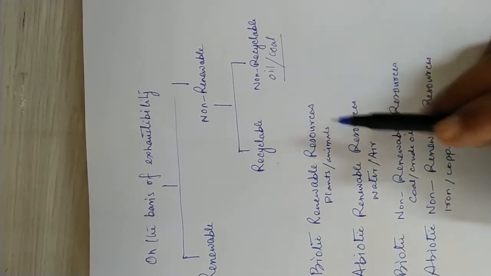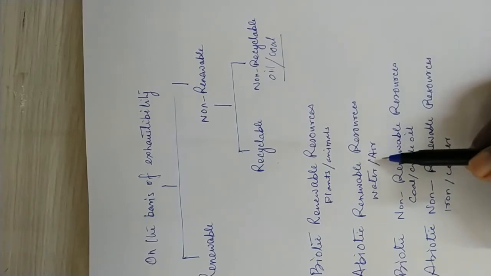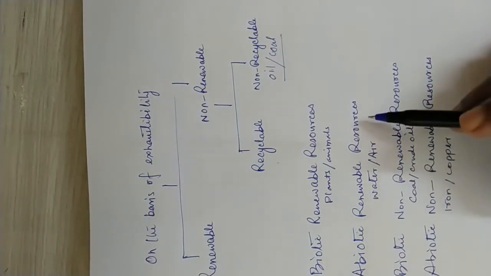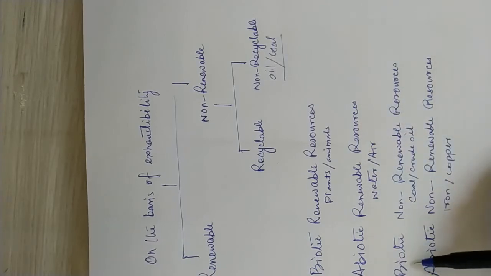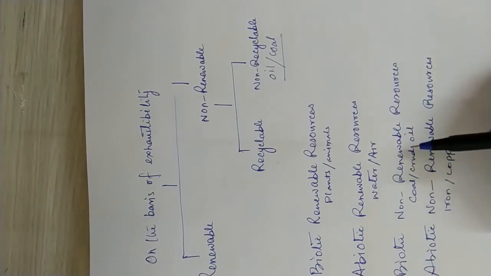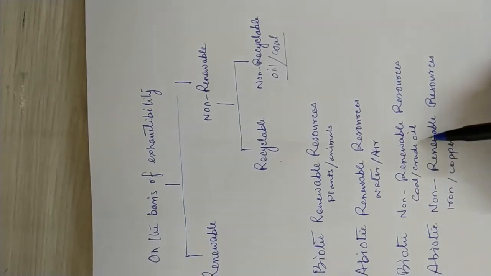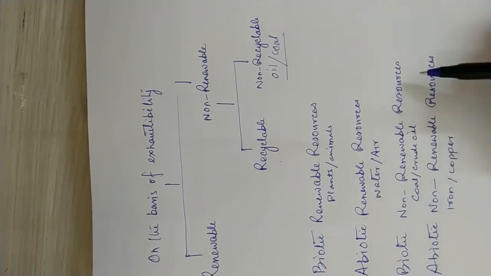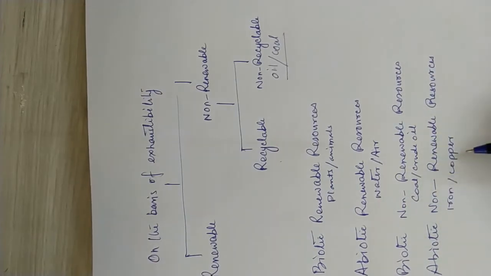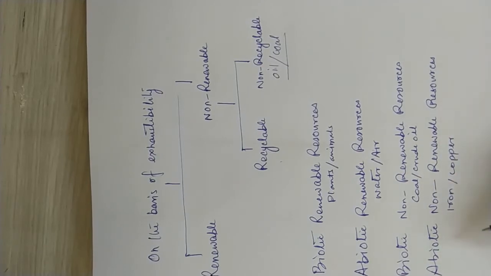But at the same time, water and air are also renewable, but they are abiotic renewable resources. Similarly, if you see non-renewable resources like coal and crude oil, which we talked about as non-recyclable, they are biotic. Their origin is living things, plants and animals. So coal and crude oil are called biotic non-renewable resources. But iron and copper are abiotic non-renewable resources. So you will have to remember these terms.